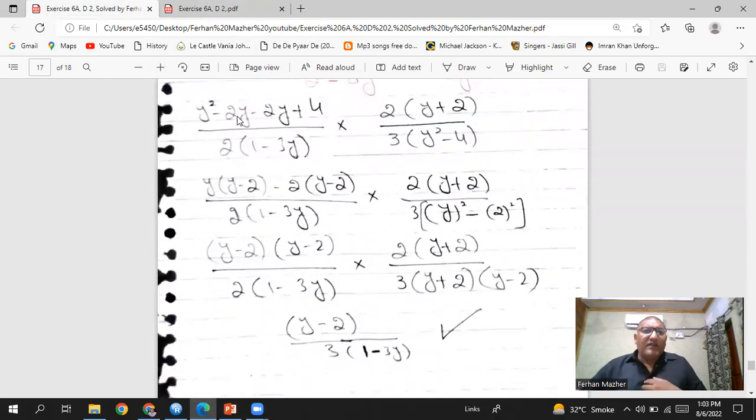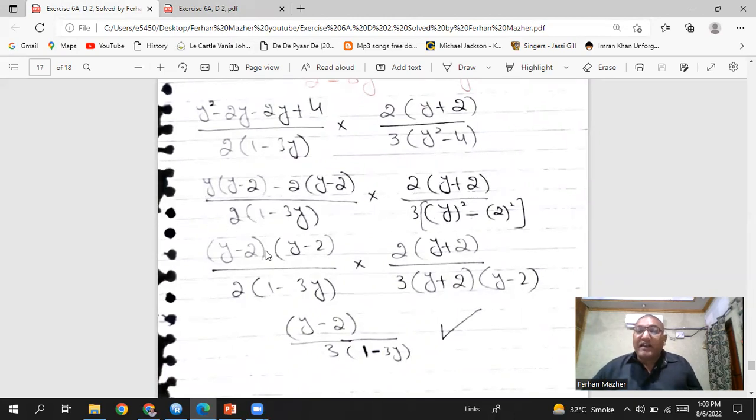You see here, from the first two terms, y is common, in the bracket I will have y minus 2. Then minus 2 is common from the last two terms. So minus 2 bracket, y minus 2 bracket close. Downstairs, you will have 2 bracket 1 minus 3y bracket close multiply 2 bracket y plus 2. Okay, 3. This is y square. This will be 2 square. So negative between them. Okay, so from here you can take the y minus 2 bracket common.